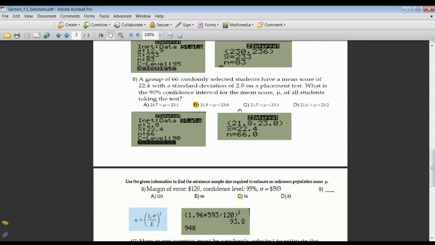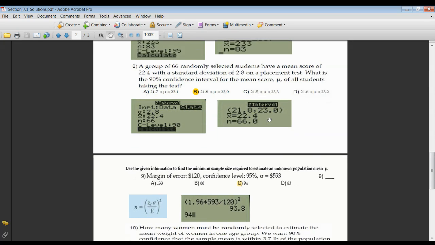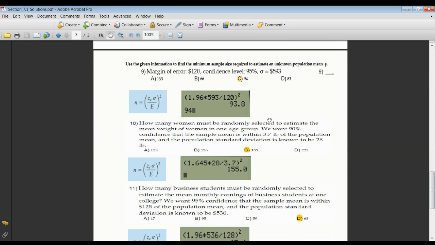Number 8, same thing, repeated. I give you n as 66. I tell you what sigma is. Sigma is 2.8. X bar, the mean score, is 22.4. And I'm interested in a 90% confidence level. I pop it in, and my calculator returns between 21.8 and 23. Right on the money.